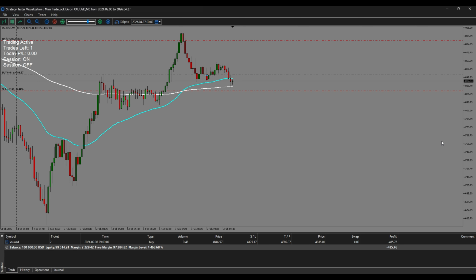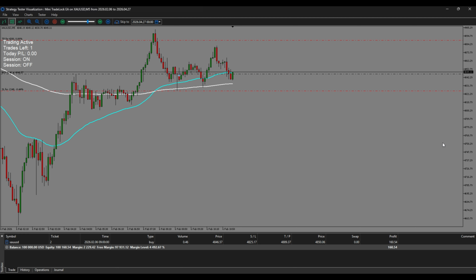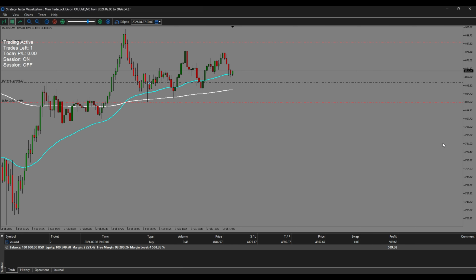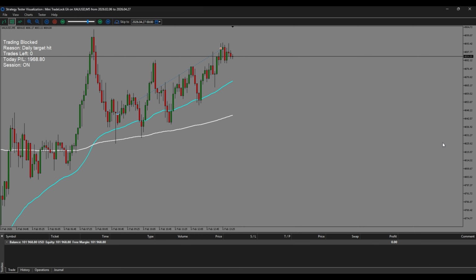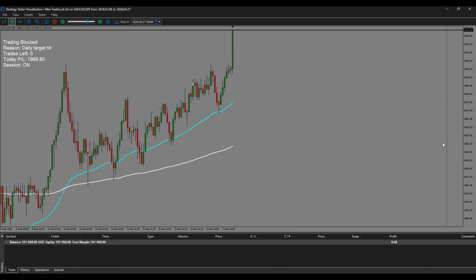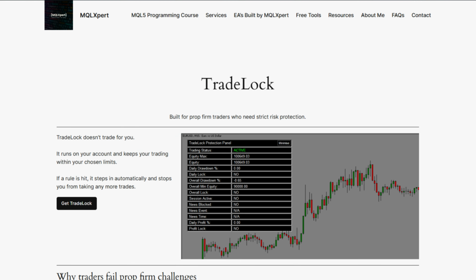So instead of trying to be more disciplined, we're just going to remove the problem completely, and we'll let the EA enforce the rules for us. So what we're building here is a simplified version of something that I called Trade Lock. This EA doesn't actually trade for you, it controls when you're allowed to trade.